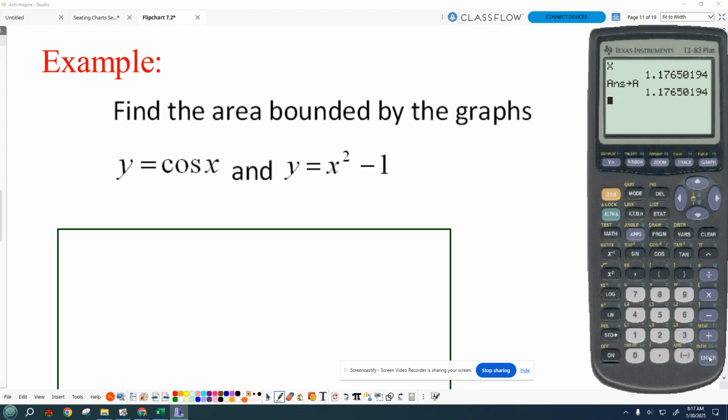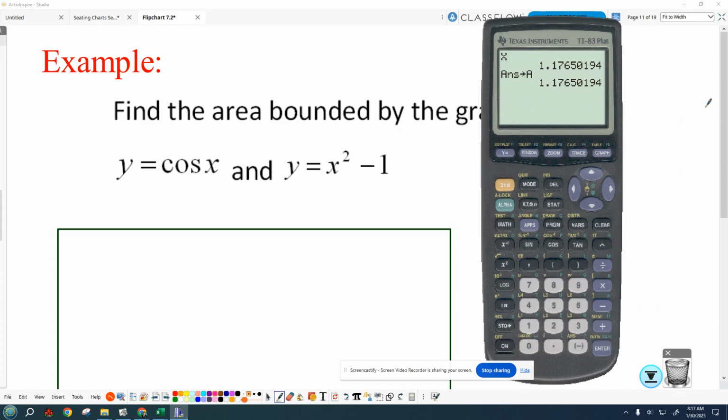I don't know about you, but I type wrong all the time. I see the numbers backwards, whatever. I mess things up. I use this a lot.